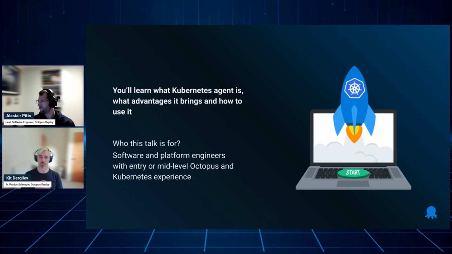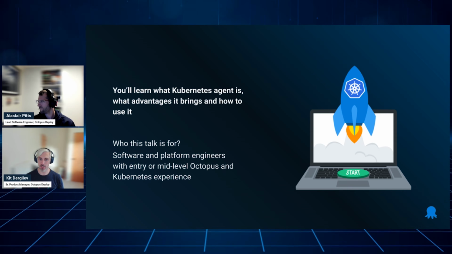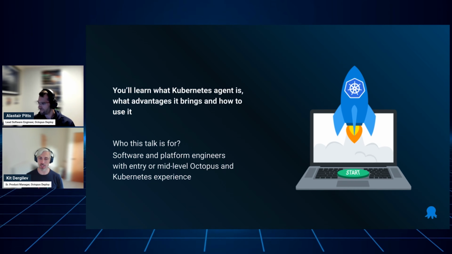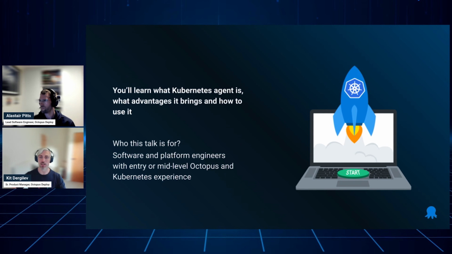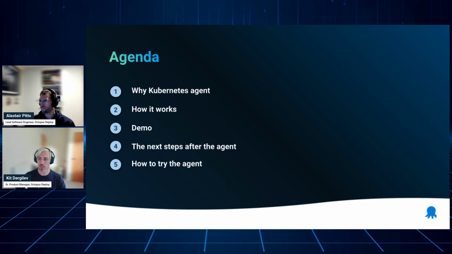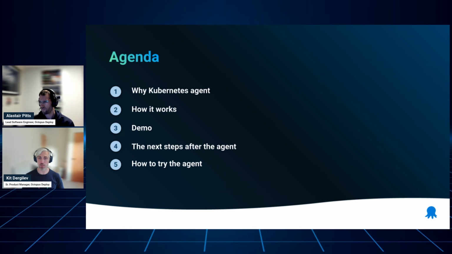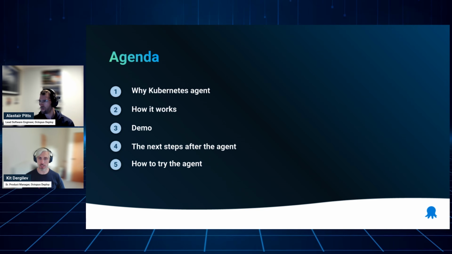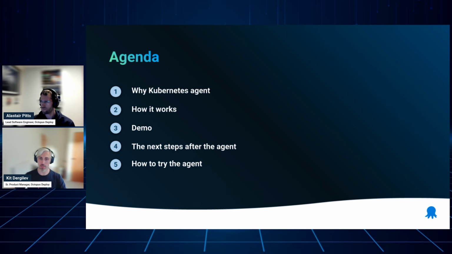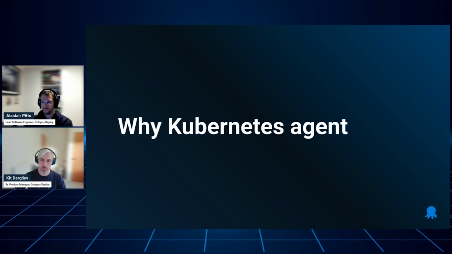So, who is this for? Mostly it's for people who use Octopus and use Kubernetes. You don't need to be an expert in either of these. So consider that being useful for anyone from entry to mid-level Kubernetes and Octopus experience. All right. So what we're doing again, I'll explain why we have Kubernetes agent developed, show us how it works behind the scenes, give us the demo, and then we'll talk about some next steps where we actually need your feedback that will really help us to build the next thing.